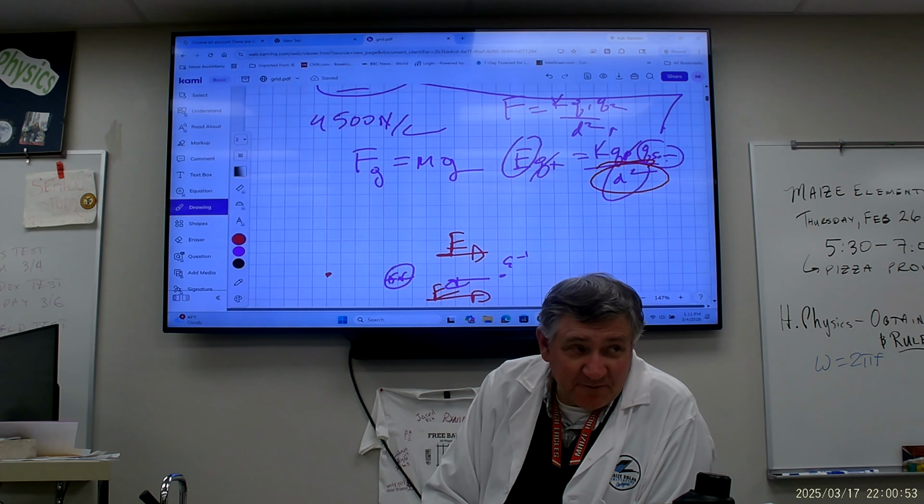Model a pollen grain as a sphere of carbon 0.1 millimeters in diameter. To give you some perspective, 1 millimeter is about the thickness of your fingernail, this edge like this. This is 1/10 of that. Pretty small. Imagine 1/10 of the thickness of your fingernail. Very, very small, right? And it's going to be a sphere.